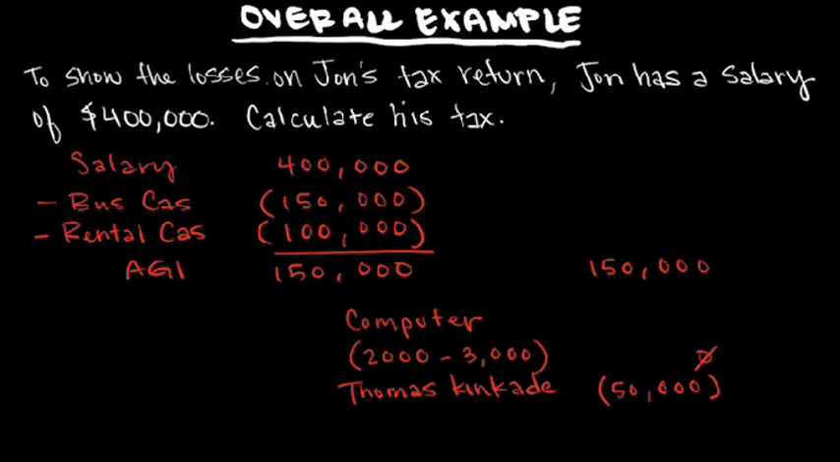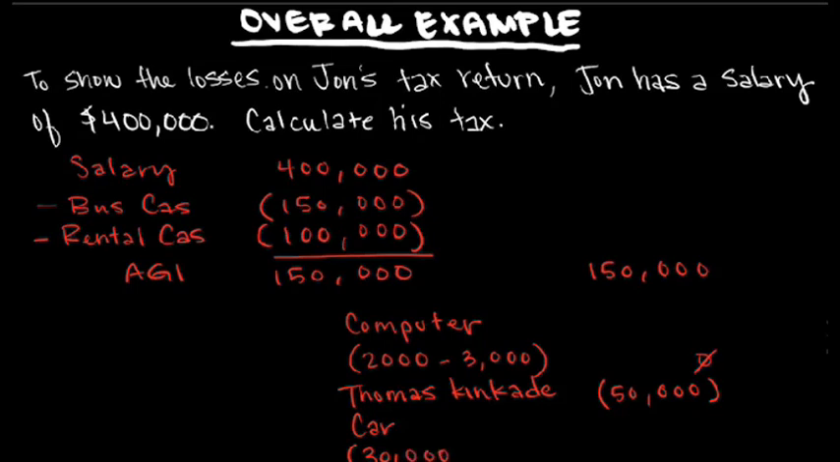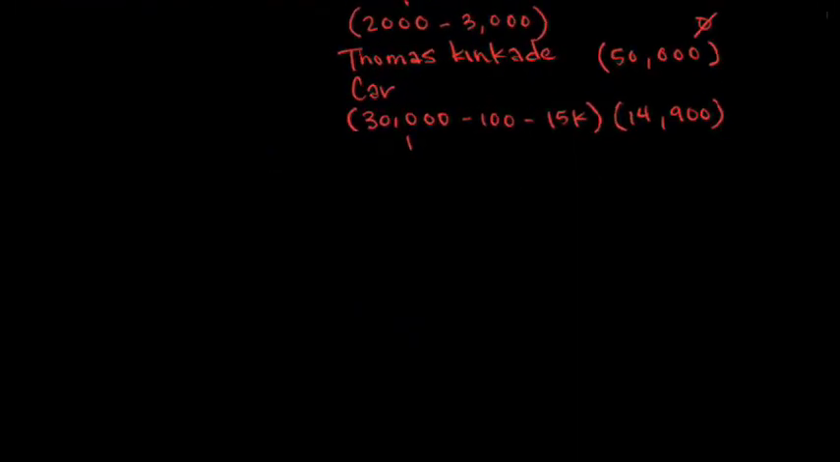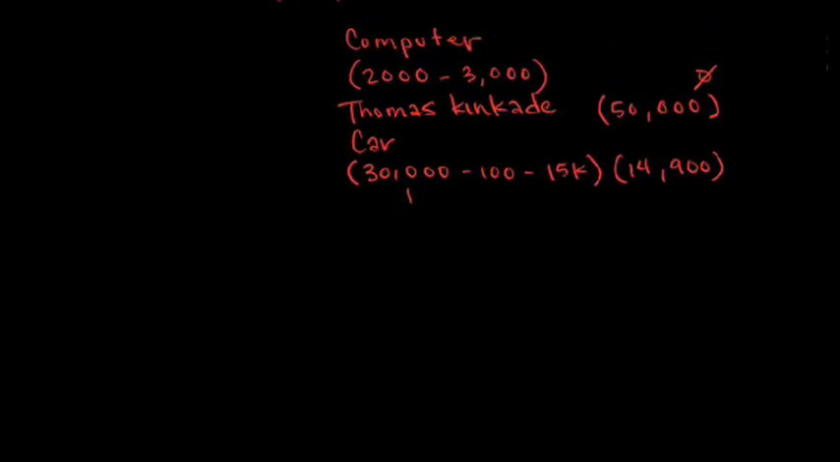Now let's look at the car. His personal car, as we had discussed, was worth $30,000 at the time of destruction. It must be reduced by $100 because it is a personal casualty loss, and we have to reduce it by 10% of AGI, which is $15,000, resulting in a loss of $14,900. As a result, the total amount of itemized deductions is $64,900.